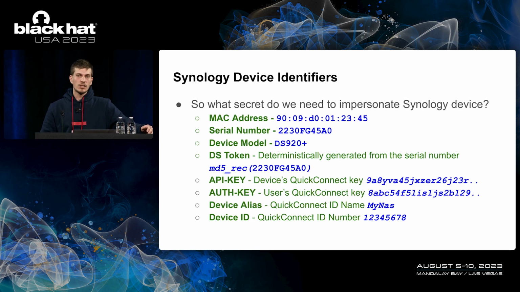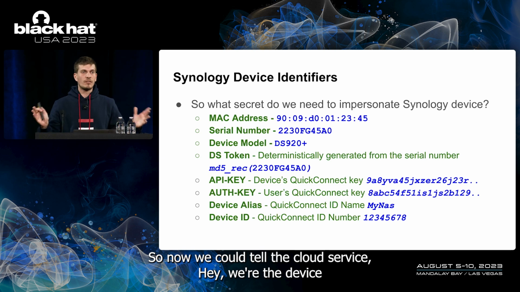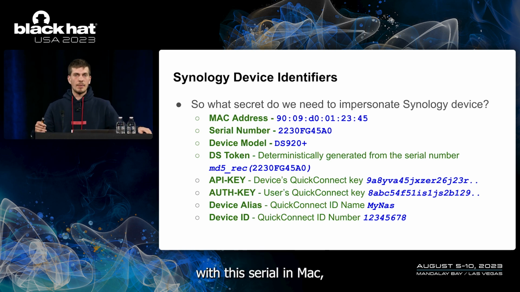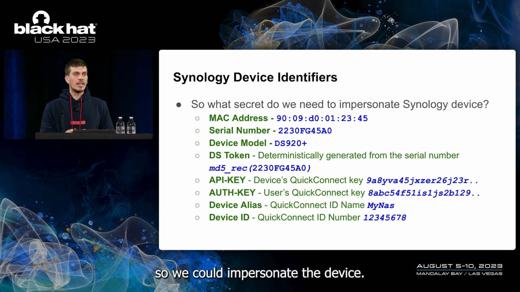And now we had the authentication key and basically all the elements that we needed in order to fully impersonate a device. So now we could tell the cloud service, hey, we're the device with this serial and MAC. Please change this and that configuration. So we could impersonate the device.